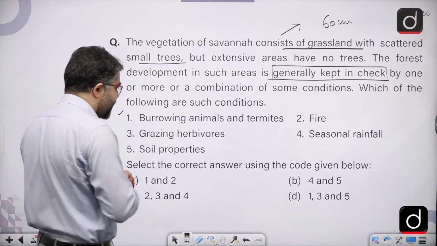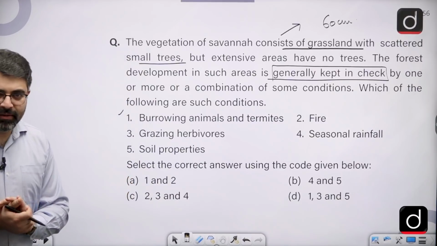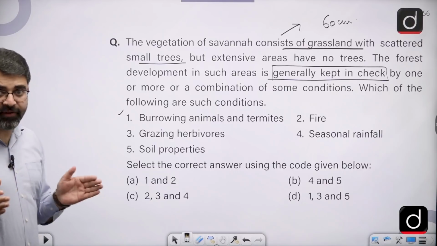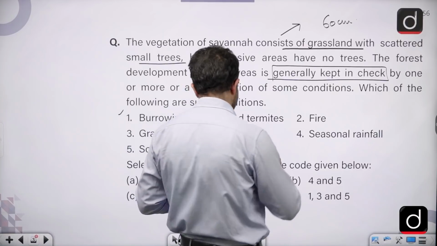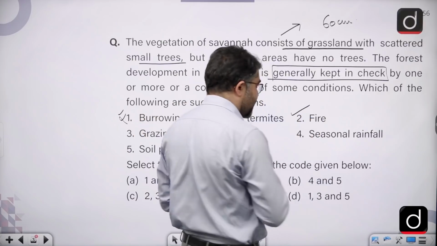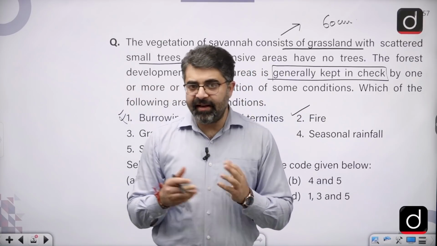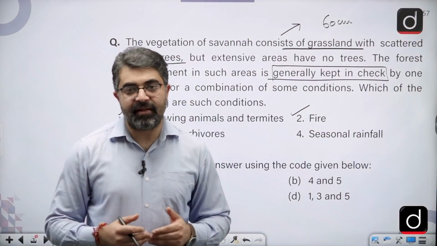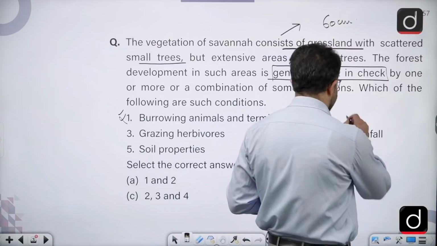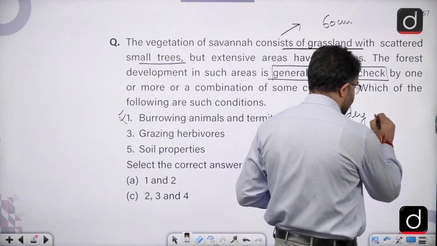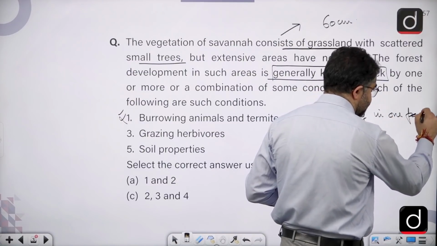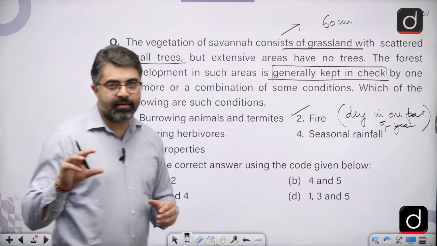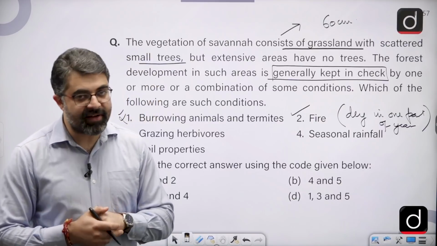First is burrowing of animals and termites. No, they don't affect forest cover. In fact, they do not play a role in checking forest growth. The second is fire. Yes, forest fires are very common in savanna and any deciduous forest. Why is forest fire so common in deciduous and semi-arid regions? Obviously because in one part of the year they remain dry, like in winters, in autumn, in the distinct dry season in the savanna region.